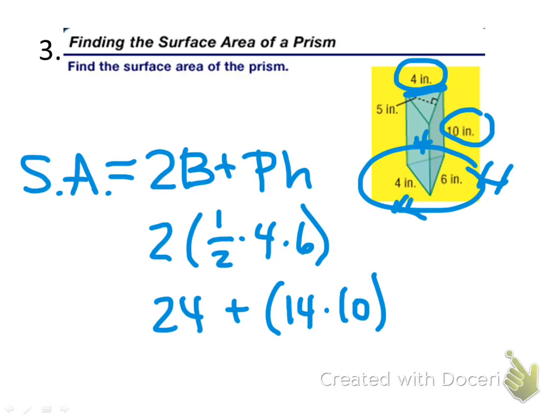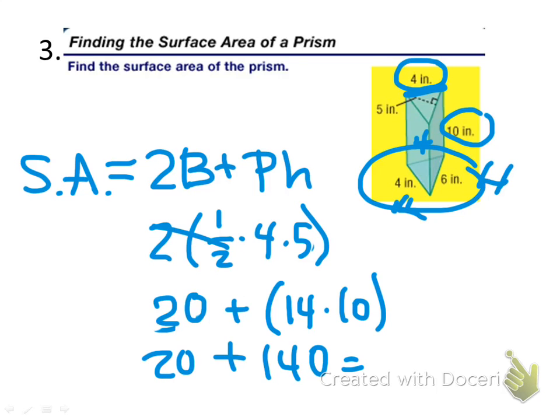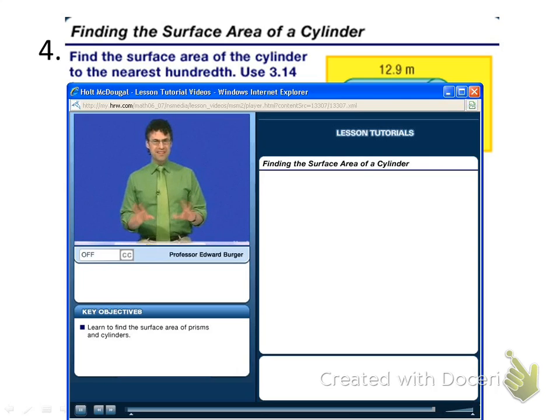Oh, wait. But let's look back at this because now I'm reading the 5. So this should have been a 5, not a 6. I apologize. So then that would be 20, not 24. Okay, so now we have to multiply. 14 times 10 is 140. Plus 20 is 160 inches squared. Areas of certain prisms, that's not so bad.